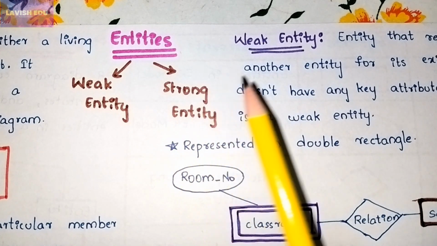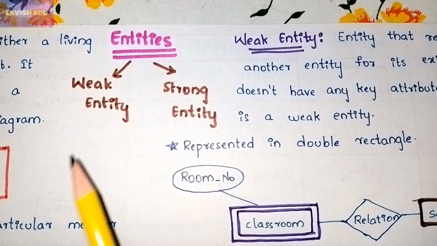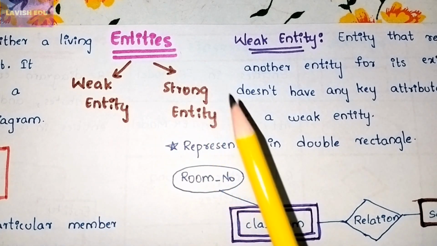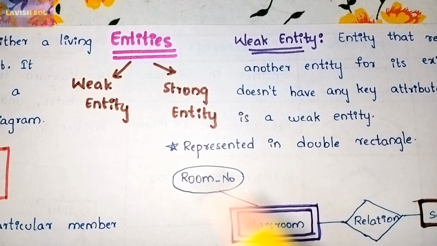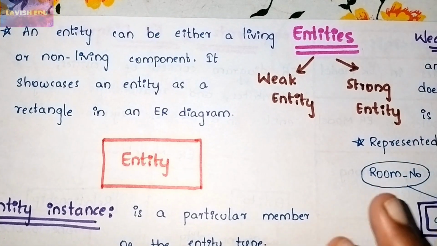Today in this session we are going to discuss the concept of entities. As we discussed in the previous session, entities are divided into two types: weak entity and strong entity. What are these entities and why are they termed entities? Let's see in detail.